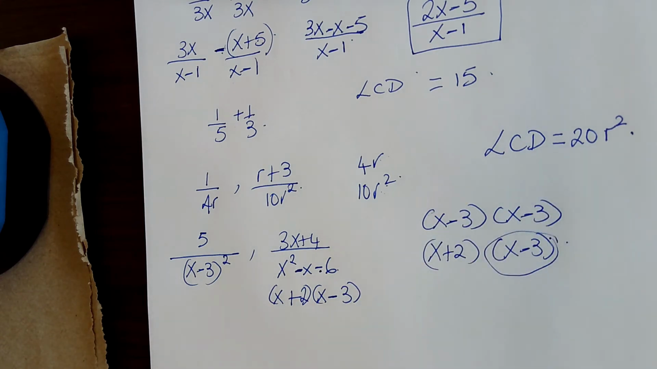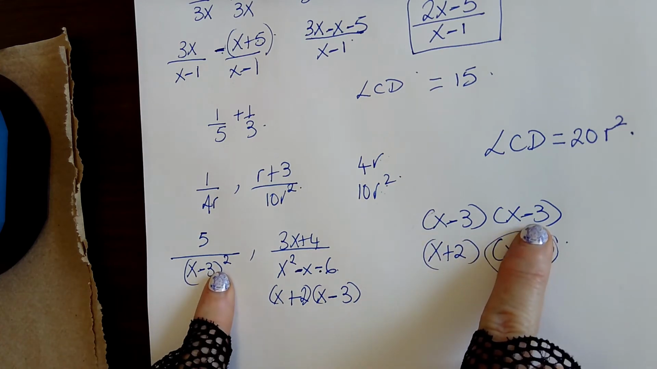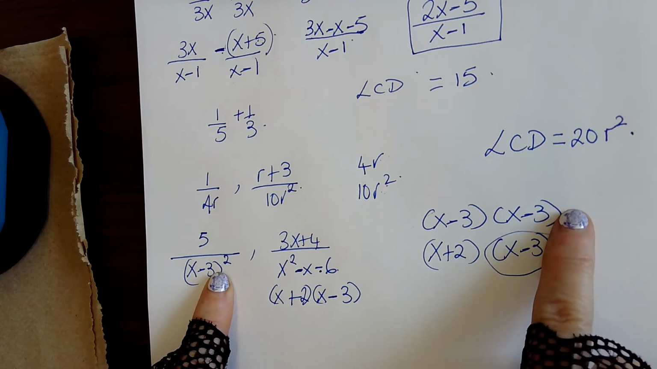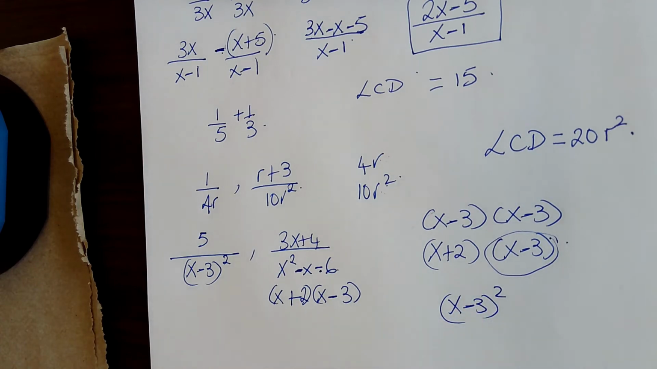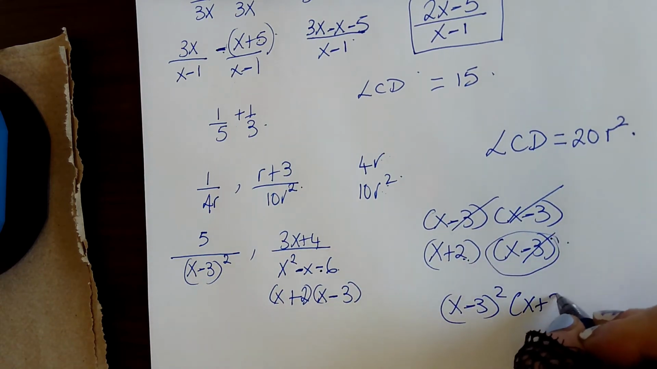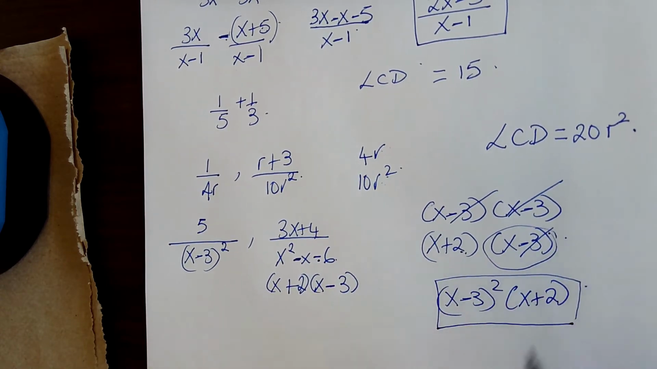Which one are we going to do? Hopefully you're going to tell me we're going to do the one with 2 of them, okay? Because 2 of them will cover that one, but it won't work the other way around. So x minus 3 to the second power is part of the LCD, so that takes care of this. And then we have to include the x plus 2 because everything has to be included, okay? You will not find the LCD or lowest common denominator if you do not include the x plus 2. So right now, all we're doing is practicing that.